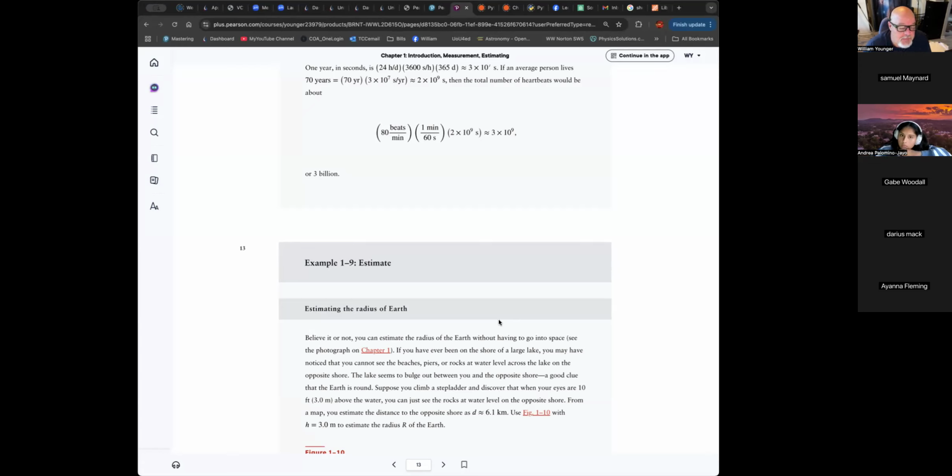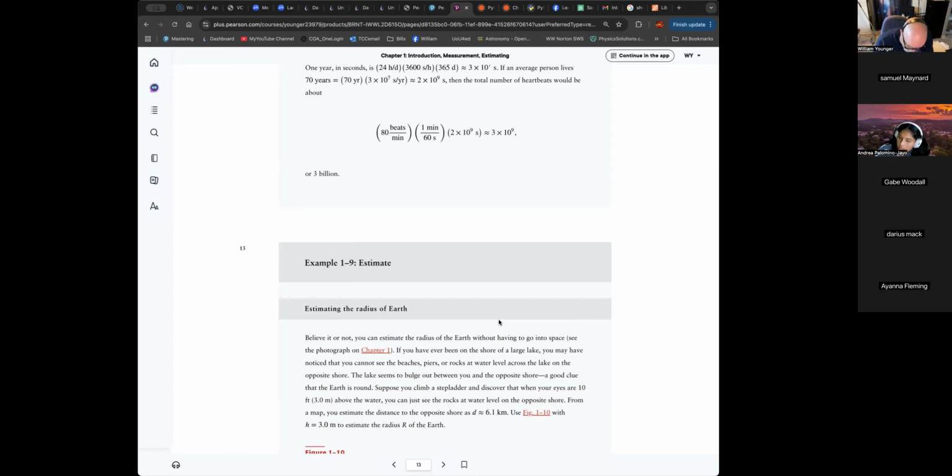See the photograph on chapter 1. If you've ever been on the shore of a large lake, you may have noticed that you cannot see the beaches, piers, or rocks at water level across the lake on the opposite shore. The lake seems to bulge out between you and the opposite shore, a good clue that the Earth is round. Suppose you climb a step ladder and discover that when your eyes are 10 feet, which is about 3 meters above the water, you can just see the rocks at water level on the opposite side of the shore. From a map, you estimate the distance to the opposite shore to be 6.1 kilometers. Use that to determine the radius of the Earth.